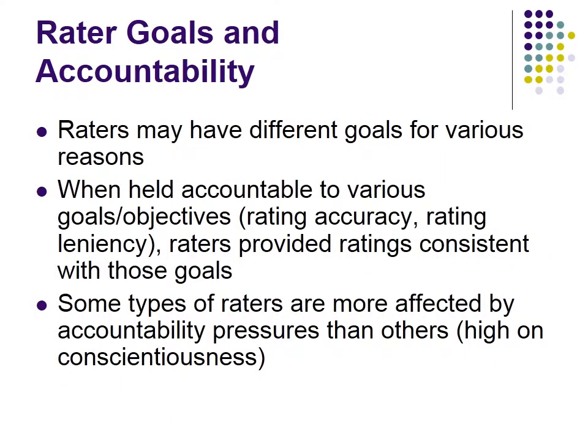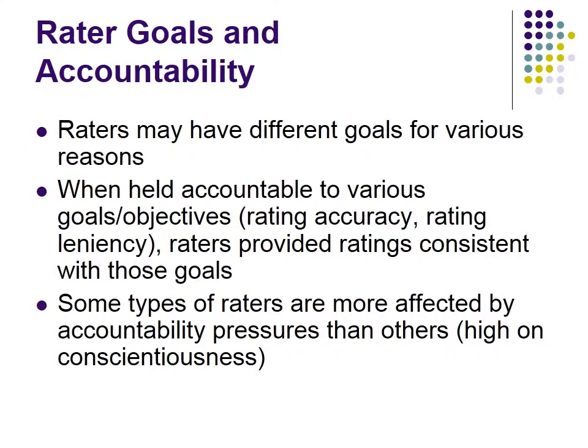So the rater goals and accountability. Raters may often have various different goals for various reasons on how they're giving out ratings, but when held accountable to goals and objectives, rating accuracy, rating leniency, raters tend to provide ratings consistent with those goals. So if you tell someone that we want you to rate everyone very highly, most people will do it. If you tell people we want you to make sure that you're giving accurate ratings, most people will do it. So when you set goals, those goals do tend to change the ratings that raters are giving.